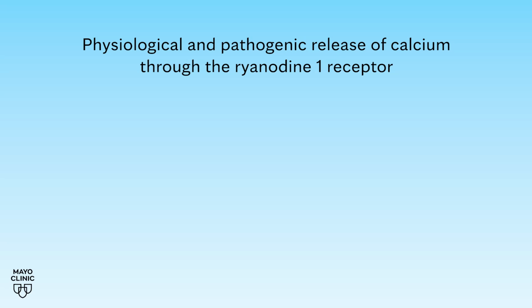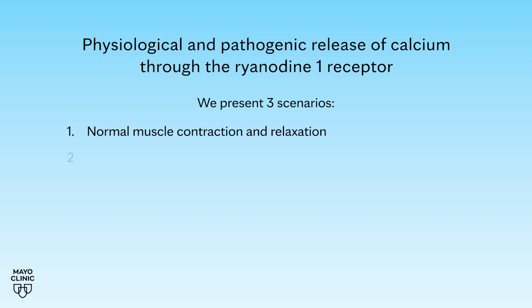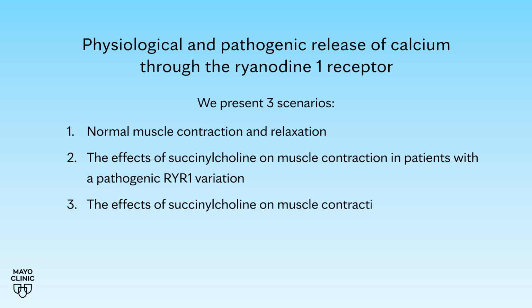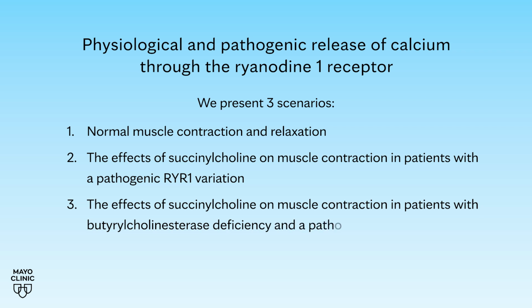Physiologic and pathogenic release of calcium through the ryanodine 1 receptor. We present three scenarios. 1. Normal muscle contraction and relaxation. 2. The effects of succinylcholine on muscle contraction in patients with a pathogenic RYR1 variation. 3. The effects of succinylcholine on muscle contraction in patients with butyrylcholine esterase deficiency and a pathogenic RYR1 variation.